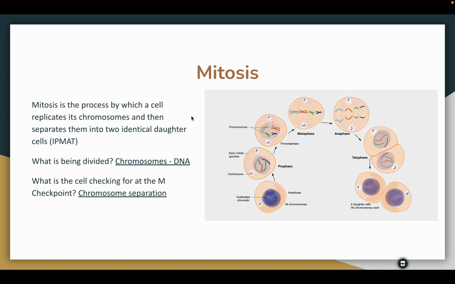All right, so in 7.2, we're going to talk about mitosis. And just a reminder, mitosis is the process by which a cell replicates its chromosomes and then separates them into two identical daughter cells. So if you look at the picture over here on the right, this was a slide earlier from 7.1 when we talked about the cell cycle. In here, you have just a regular old cell, right? It looks pretty normal. This is an animal cell.